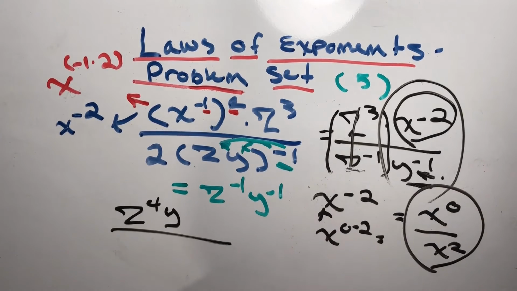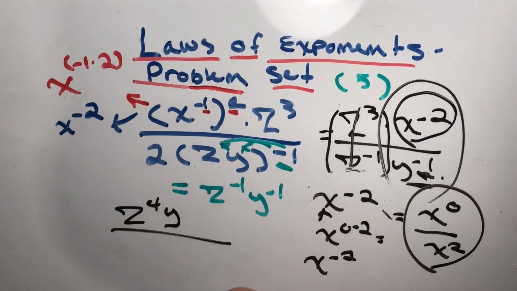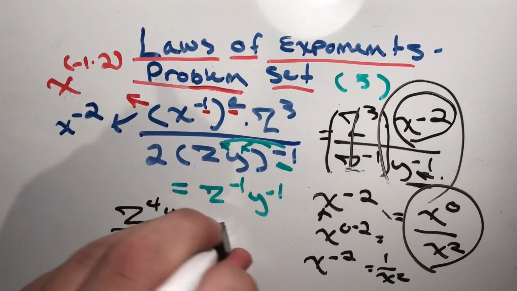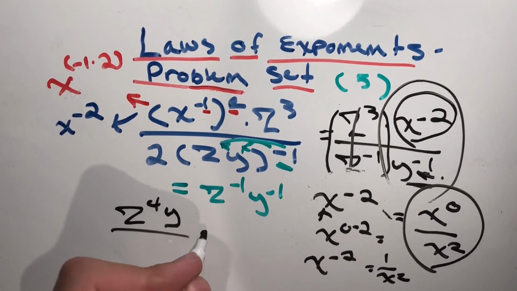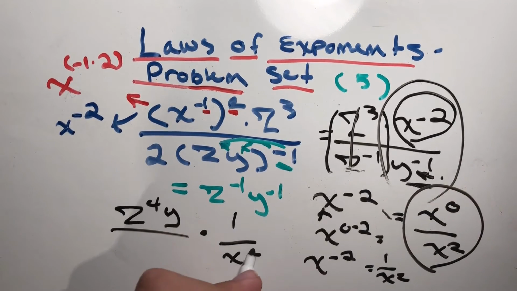So this is legitimate. We can write this x to the negative 2 as 1 over x squared, right? And that's the same thing as multiplying this expression times 1 over x squared. Instead of times x to the negative 2 on top, it's times 1 over x squared on the bottom. Great. So now we've gotten rid of all the negative exponents, and we're ready to write our final answer.